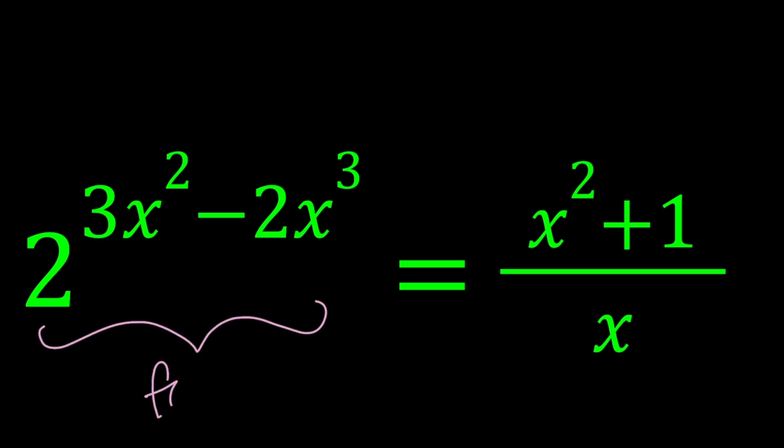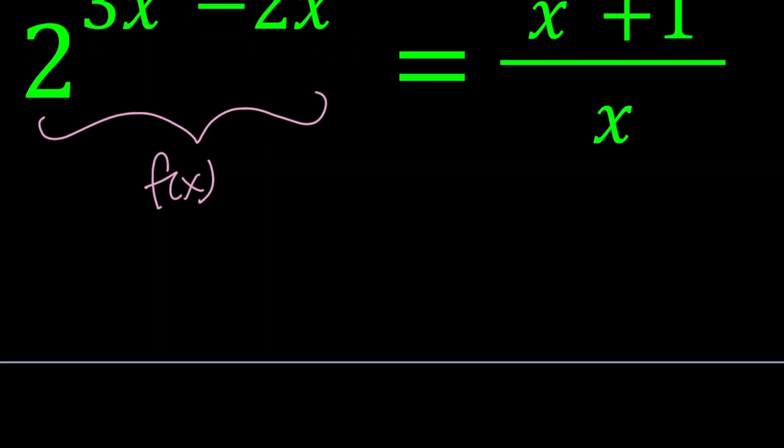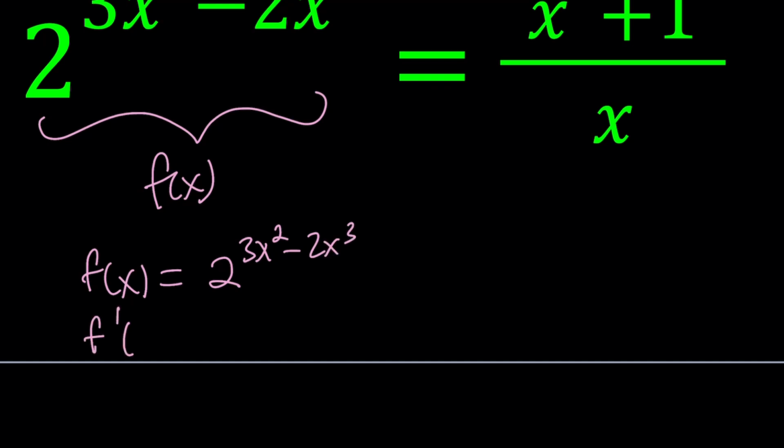do a little bit of calculus. If you set f of x equal to 2 to the power 3x squared minus 2x cubed, then you can go ahead and differentiate this. To differentiate a to the power u, where u is a function of x, you just need to write the same thing. And let me go ahead and erase and write it here.